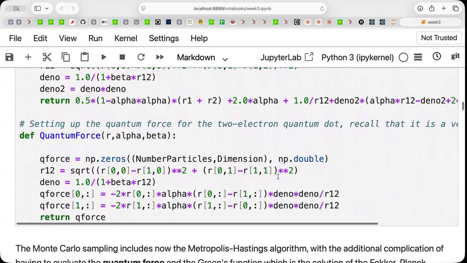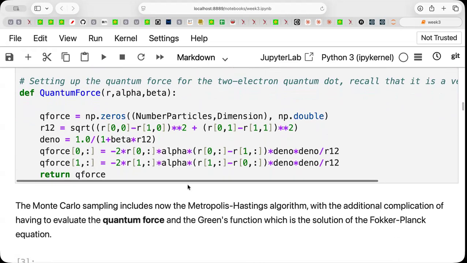Then I need to calculate the derivative of the trial wave function. Actually, what I'm doing is to calculate the gradient. So this quantity, quantum force, is now the gradient. And I need to calculate that one. And in this case, due to the form of the wave function, I have a slightly more complicated quantum force, but I'm setting up these derivatives here by using analytical expressions. And this is something which you would also have to do in the setting up of the code.